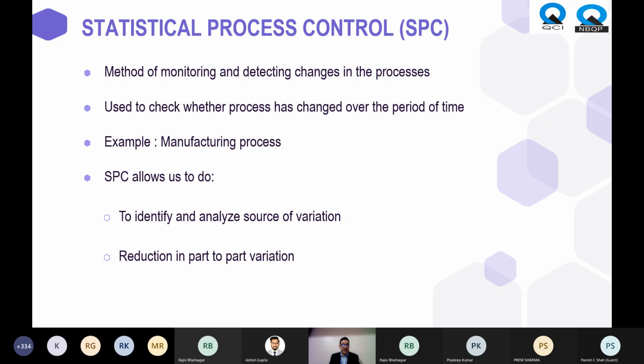We will see what SPC is. It is a method of monitoring and detecting changes in the process. So over a period of time, what happens?